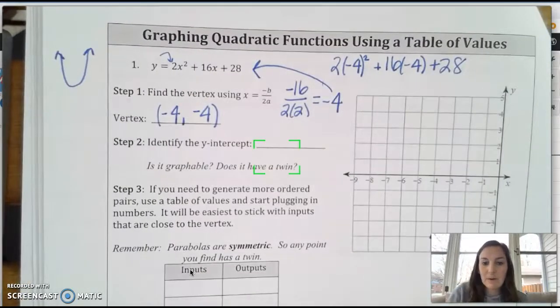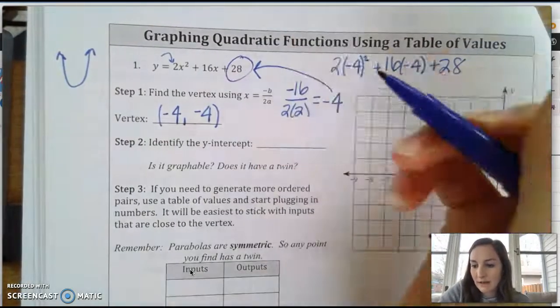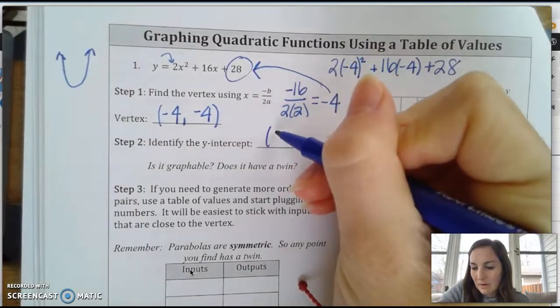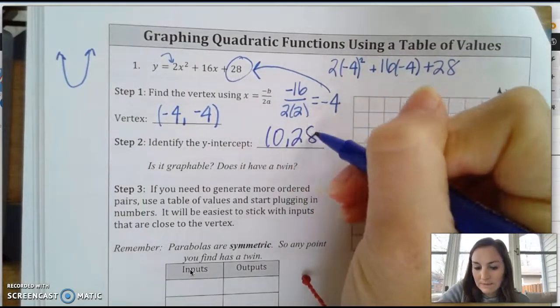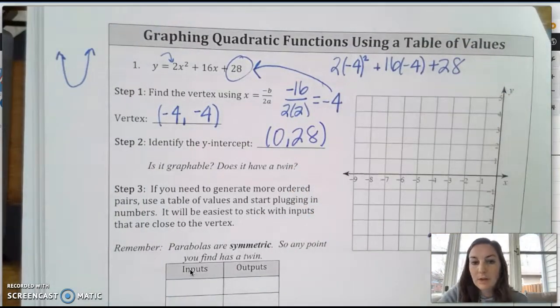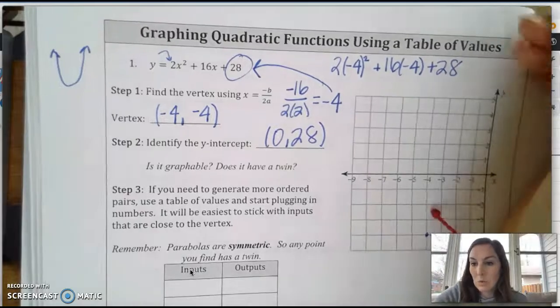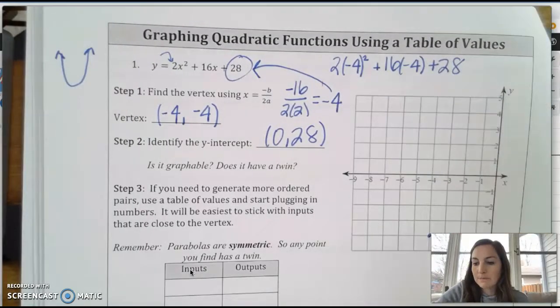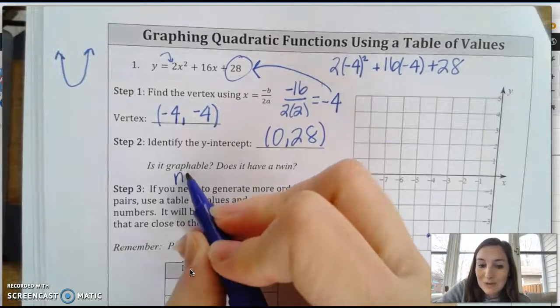So now I need to find my y-intercept, which I just look at right here. So I get a y-intercept at 0, 28. Well, if we look on our graph, we clearly cannot graph that. That is way, way, way up here. So I'm not going to graph that for now. So is this graphable? No, it's not.